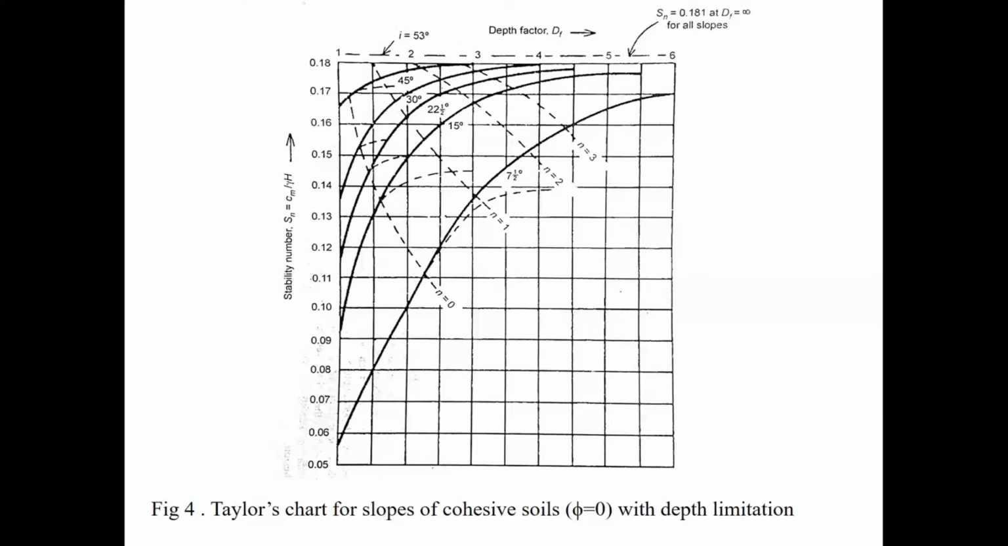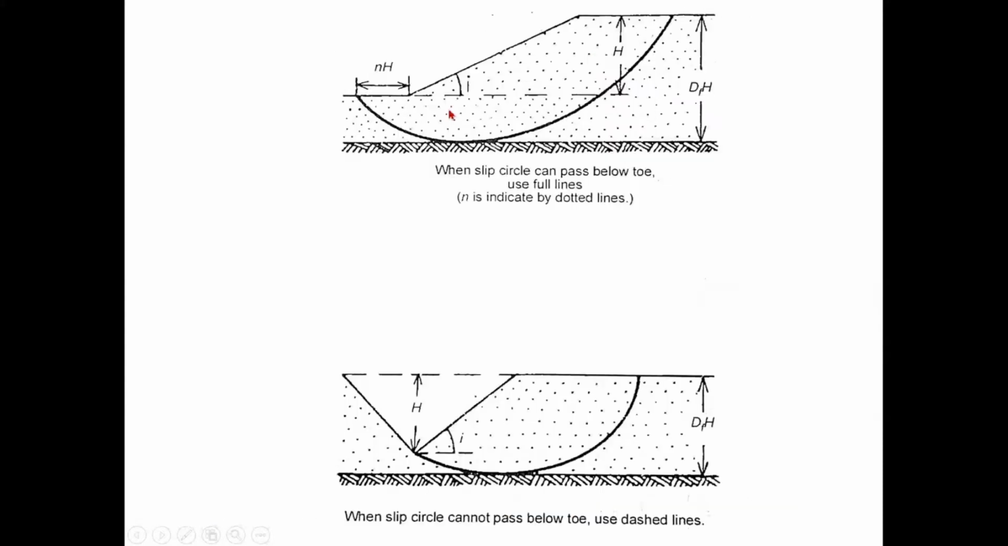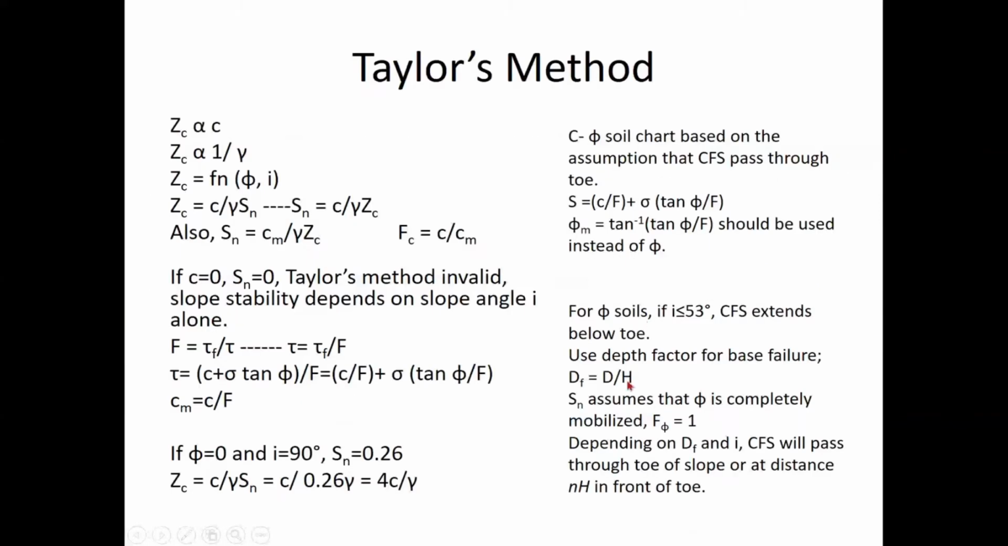So this chart basically depends upon the depth factor and the stability number, and these lines here you can see different angles written. So all these lines represent different slope angles. Here this is basically dependent upon the depth factor. Depth factor is a new term I'm going to introduce to you now. So depth factor, I've written it here, df is equal to d by h.